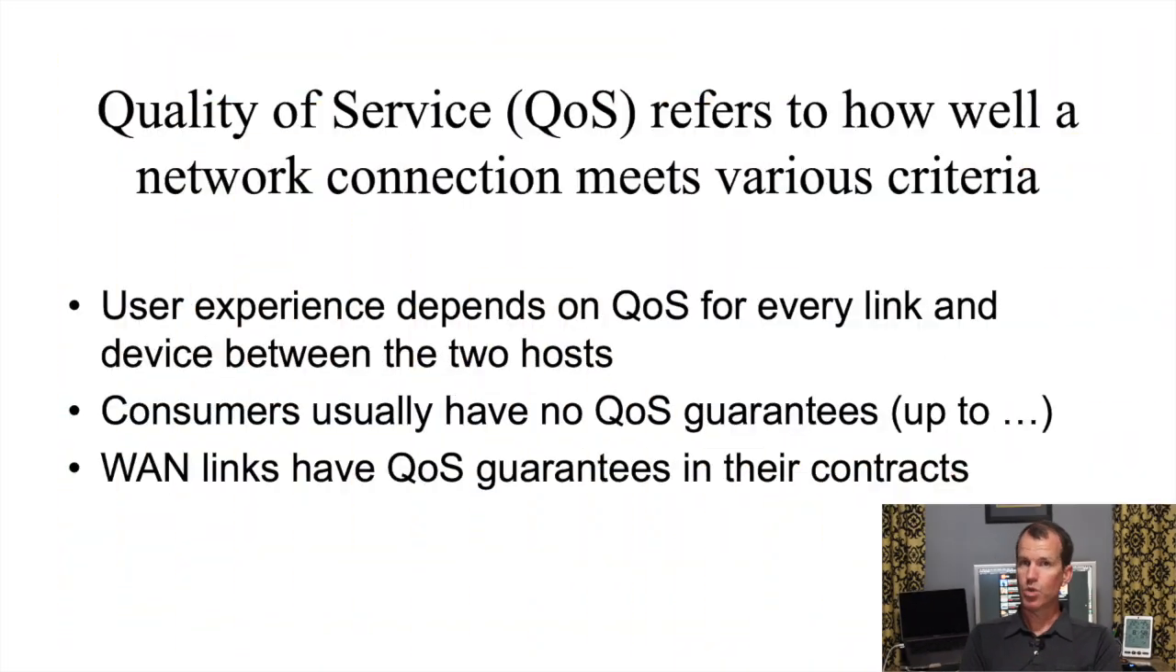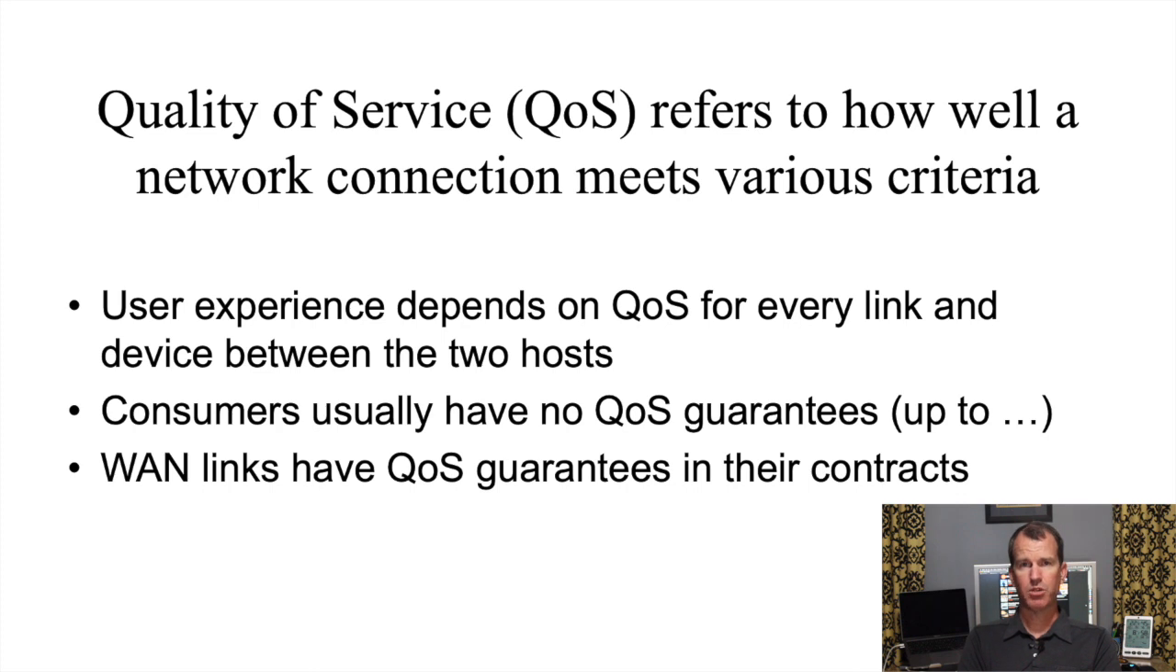So quality of service, or QoS, usually when you put an "of" in an acronym, you're going to go with a big Q and a little o and then a big S. So QoS refers to how well a network connection meets various criteria. The user experience depends on the quality of service for every link and device between the two hosts. So if I'm on a web browser and I'm connecting to a web server, my feeling about the quality of service varies depending on the whole connection, not just one link by link. But we, networking people, deal with it link by link.